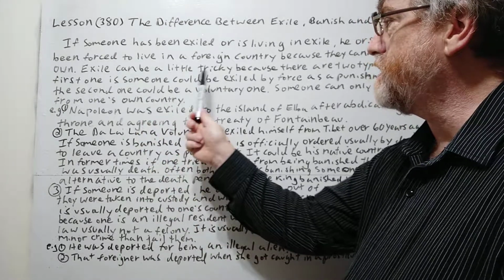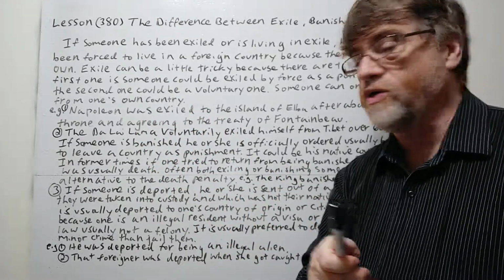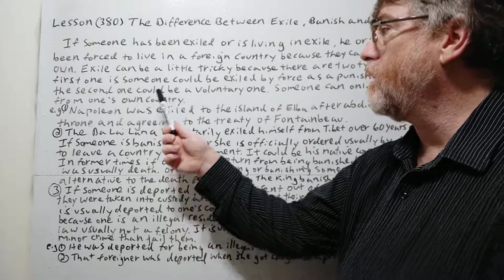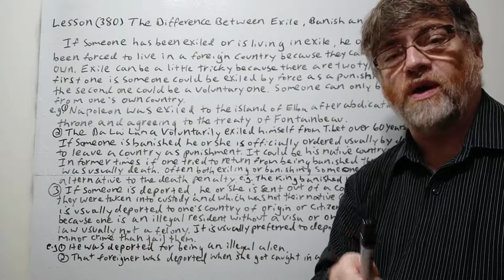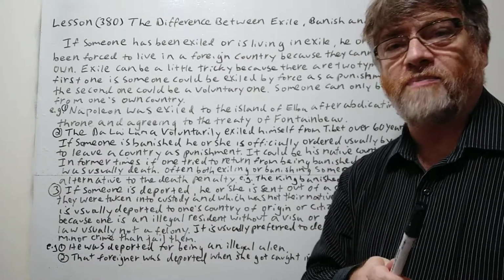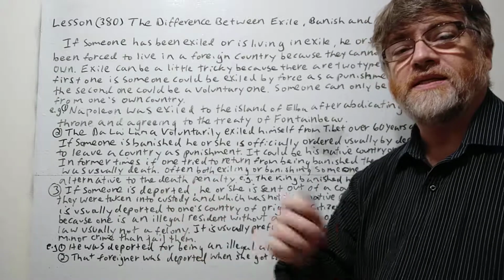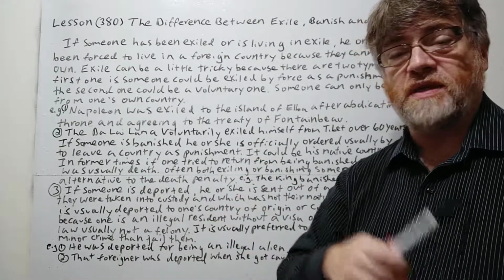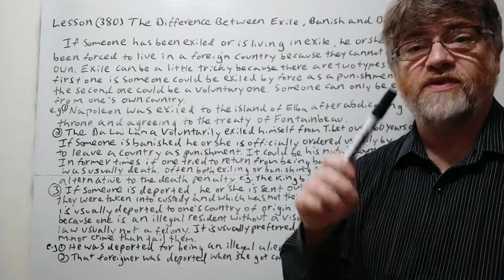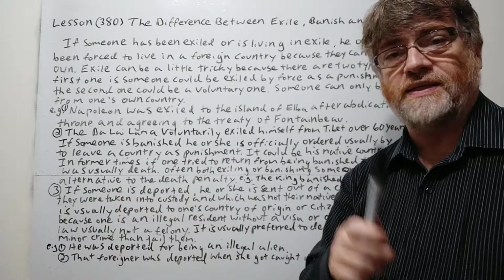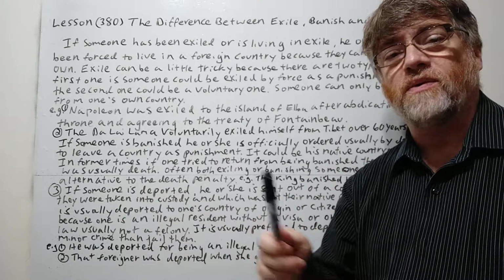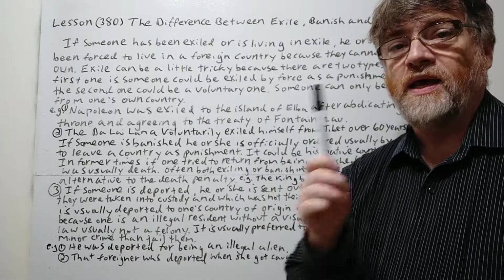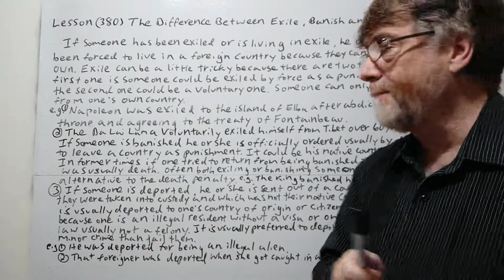The first one is someone could be exiled by force as a punishment. And the second one could be a voluntary one. So if it's a voluntary one, they probably know that if they went back, something bad may happen to them. Maybe they may get charged with a crime. Maybe they may be in prison. Maybe their life is in danger. Whatever it is, they know that they can't go back. So the second one is a voluntary one. Nobody forced them out. Nobody pushed them out. The first one, somebody did force them out.